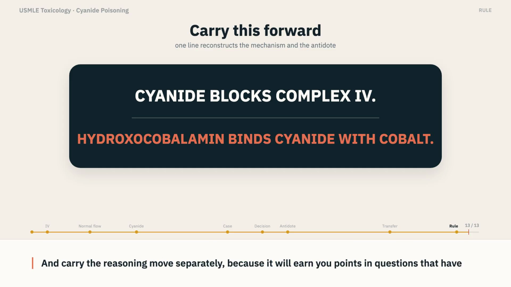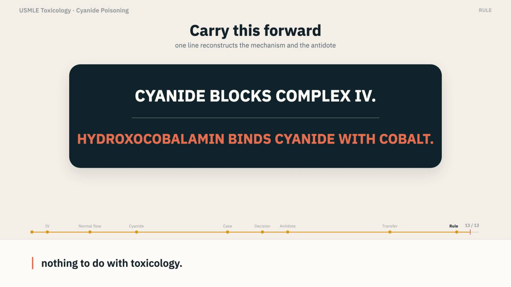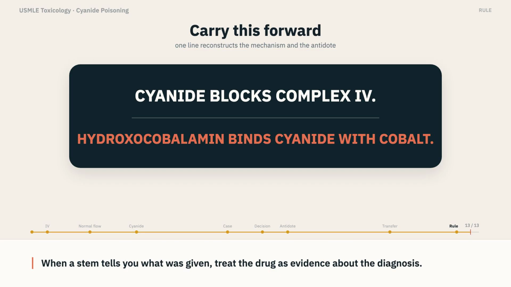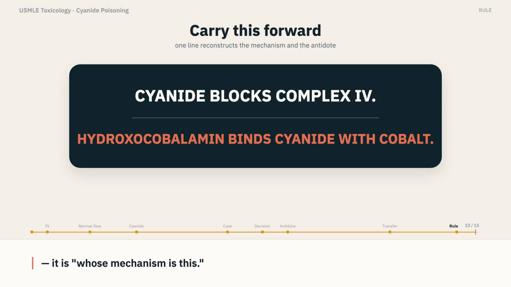And carry the reasoning move separately, because it will earn you points in questions that have nothing to do with toxicology. When a stem tells you what was given, treat the drug as evidence about the diagnosis. When a question asks for the most direct molecular event, stop at what the drug molecule itself does, and do not drift downstream to the outcome you like better. And when several options are all true mechanisms, the deciding question is never, is this real? It is, whose mechanism is this?